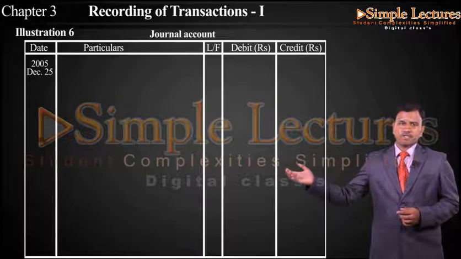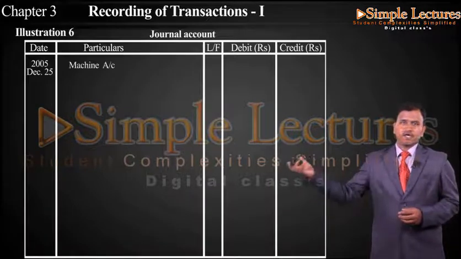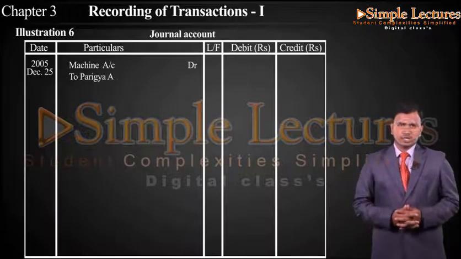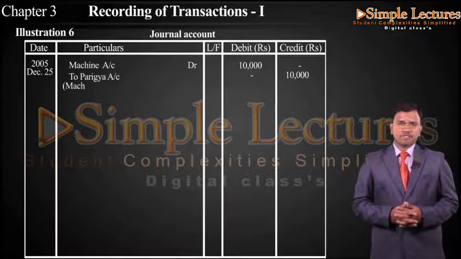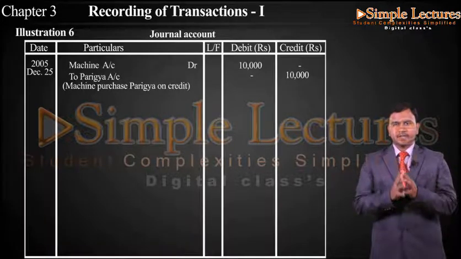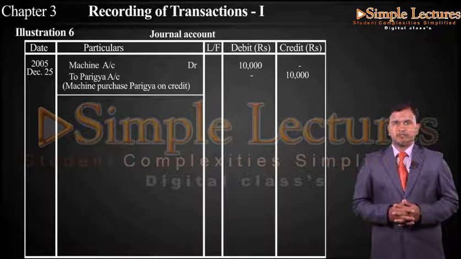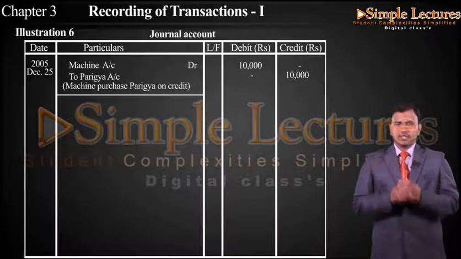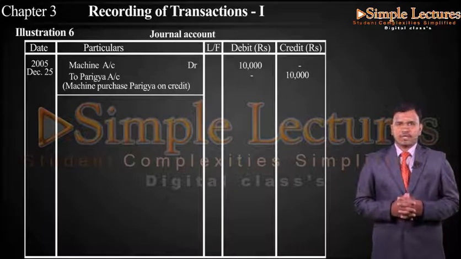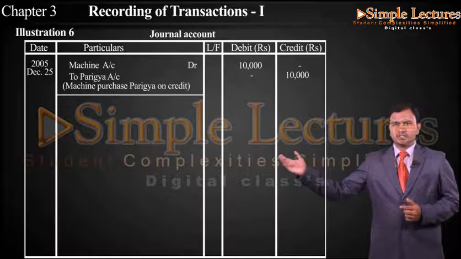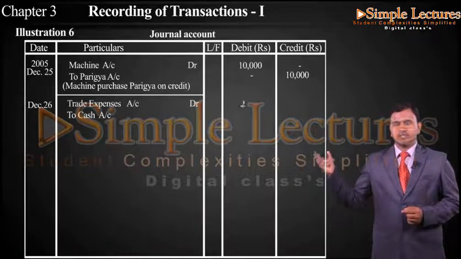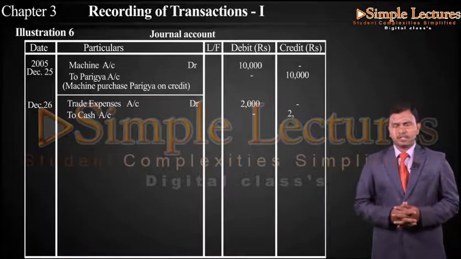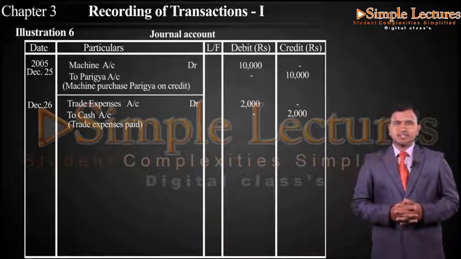So let us take it in the journal account, December 25th. Machine account debtor to Parigya account 10,000 debit, 10,000 credit. Narration: being machine purchased from Parigya on credit. Let us take the next transaction which we have on December 26th. Trade expenses 2,000. So again the expenses were paid, which will be debited. Let us take the journal entry for this. December 26th. Trade expenses account debtor to cash account 2,000 debit, 2,000 credit. Narration: being trade expenses paid.